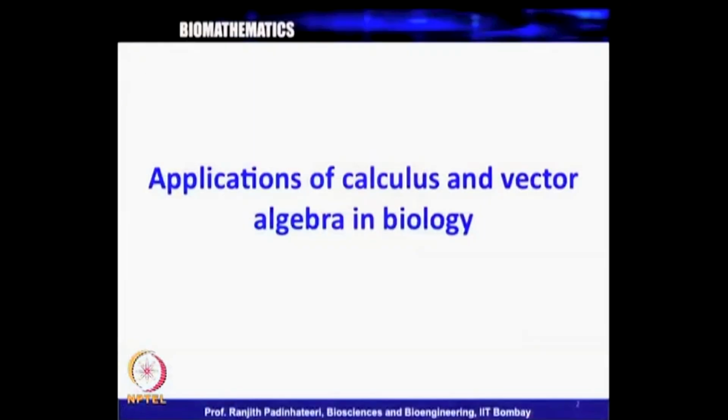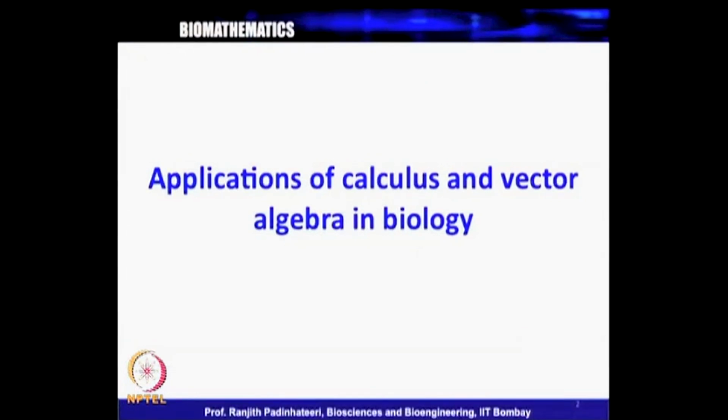Hi, welcome to this lecture of Biomathematics. We have been discussing various applications of vectors as well as calculus in biology. How do we apply whatever we learned so far on vectors and some ideas from calculus? We can apply them together and learn a few things that are relevant to biology. So that is the current topic, which is applications of calculus and vector algebra in biology.